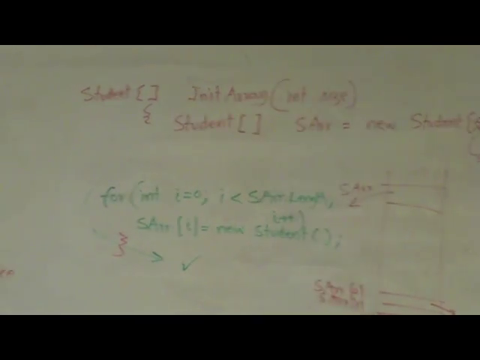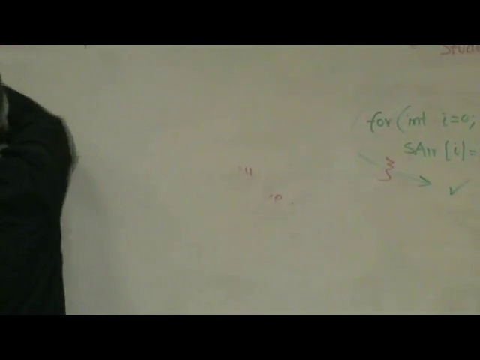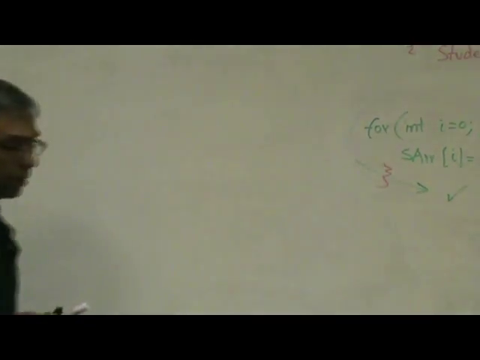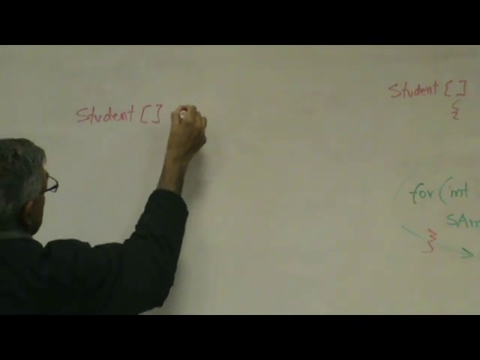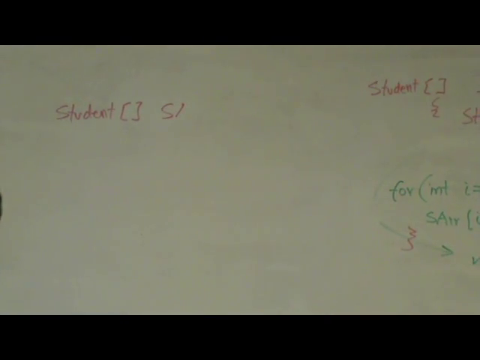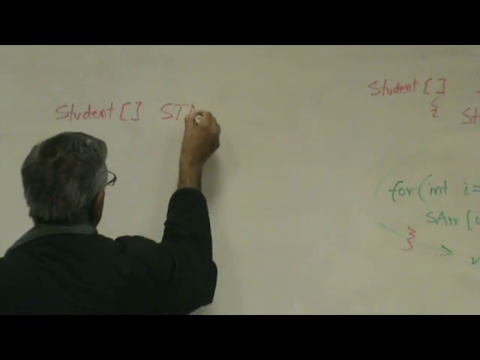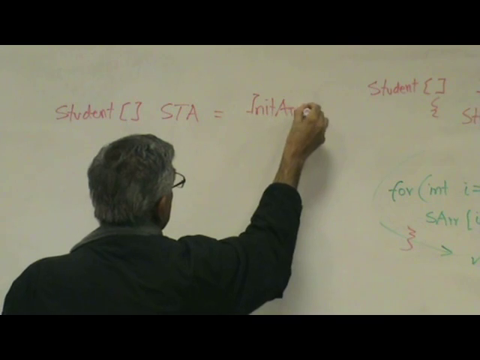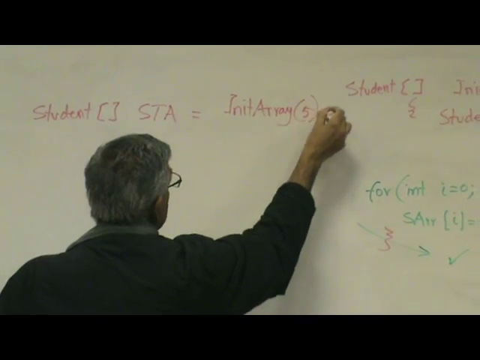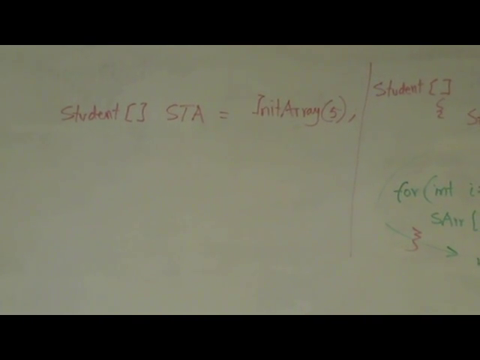So how will the caller call this function? Okay, the caller will call this function something like this. Student, let's say S array or SD array, but let me give it some other name. So let's call it SDA equal to init array of 5, for example, correct? And now this will create the memory and give it to us.